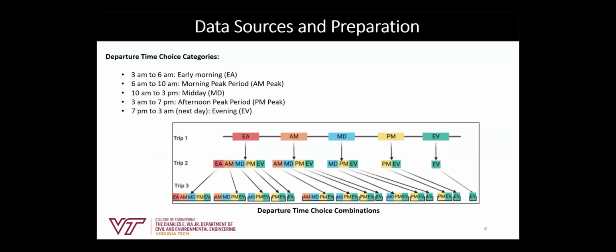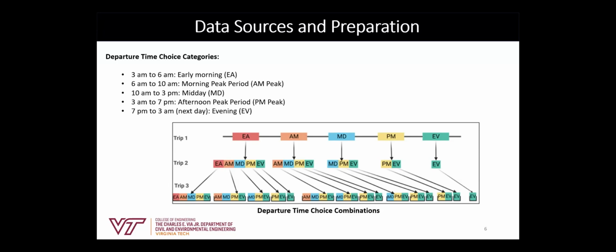So in our study, we consider 5 different departure time choice categories, and they are early morning, morning peak period, midday, afternoon peak period, and evening. We have defined some conditions to create our departure time choice combinations for 2-trip and 3-trip tours. For the first trip, an individual has all the options available for their departure time choice. However, for the second trip, if someone starts their first trip in the early morning, they will have all five options for their second trip. They can start their second trip in early morning, morning, midday, and so on.